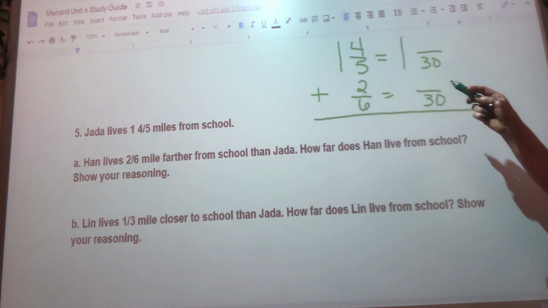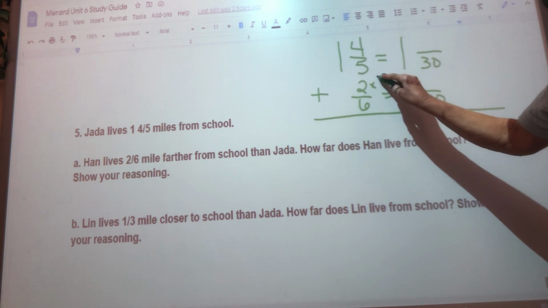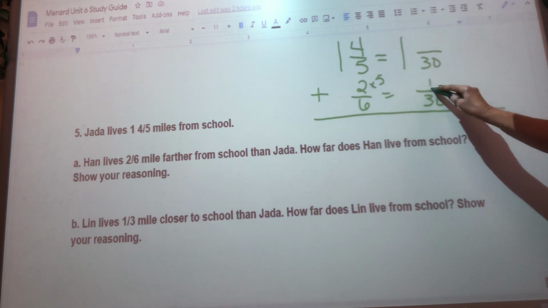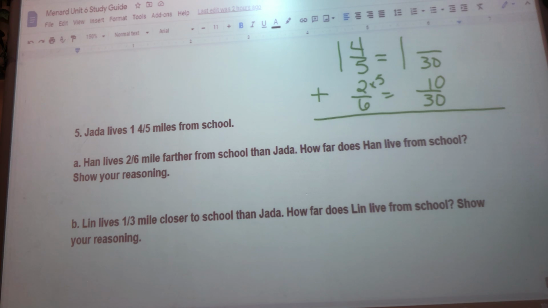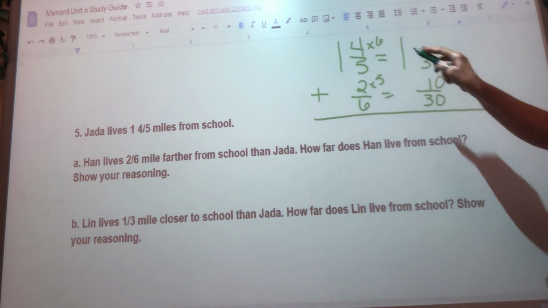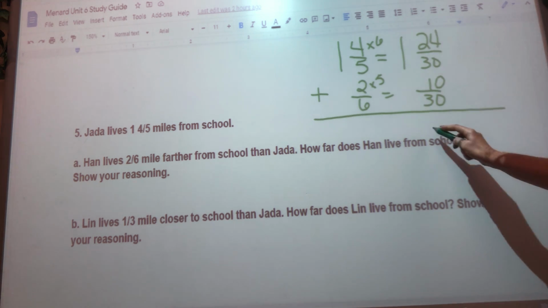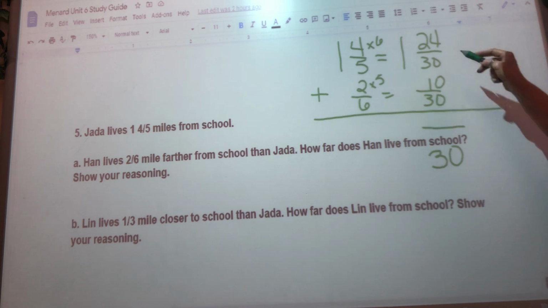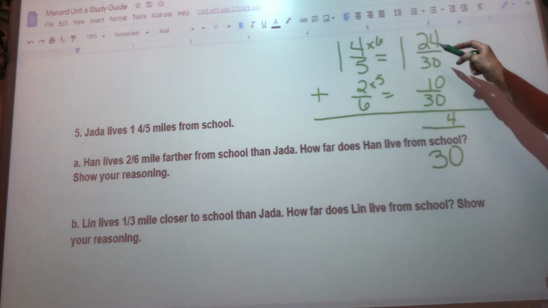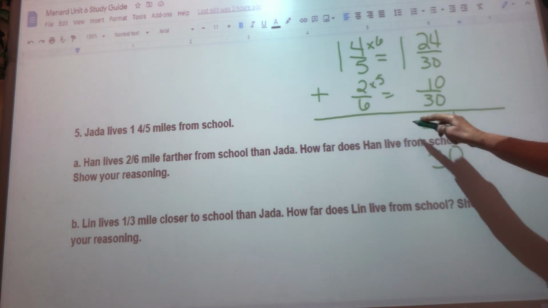What would I have to do to 6 to get 30? Okay. So my new numerator. What would I have to do to 5 to get 30? So my new numerator, 24. Okay. If I keep my denominator, 4 plus 0, 2 plus 1. Bring down the 1. And then what?